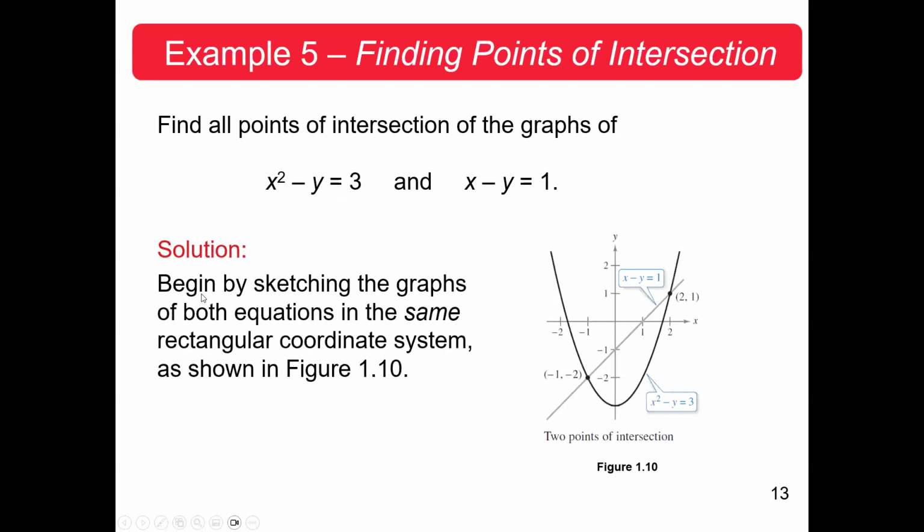Here, we begin by sketching the graphs of both equations in the same rectangular coordinate system. We know x minus y equal to 1 will give us a linear equation. And since x here is squared, that gives us the parabola. So we can see the intersection of the linear equation and the parabola. So we have negative 1, negative 2, and 2 and 1.